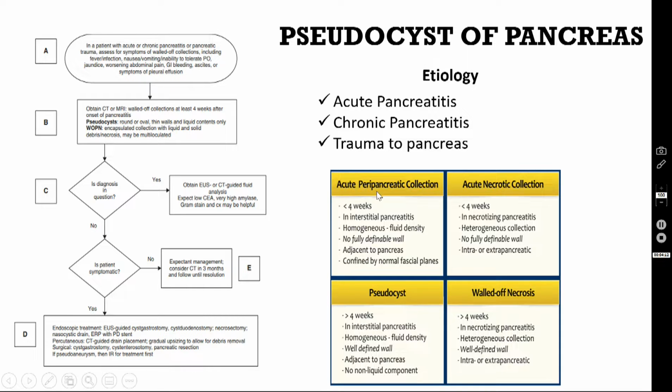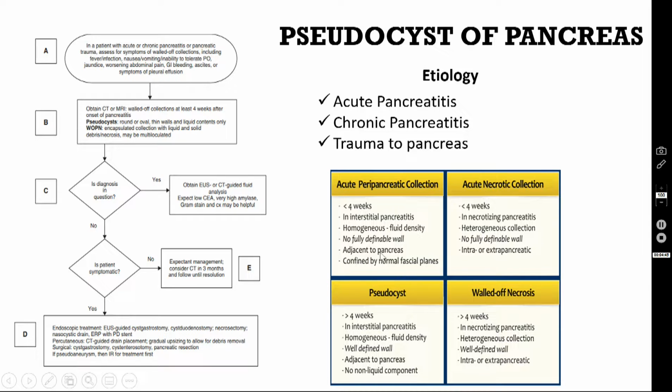So what is an acute peripancreatic collection? That means it is less than 4 weeks duration. It happens in interstitial pancreatitis and it is homogeneous in appearance. That means it is only fluid and no fully defined cyst wall is there. It is adjacent to the pancreas and it is confined by the normal fascial planes. Usually the collection is in the lesser sac.